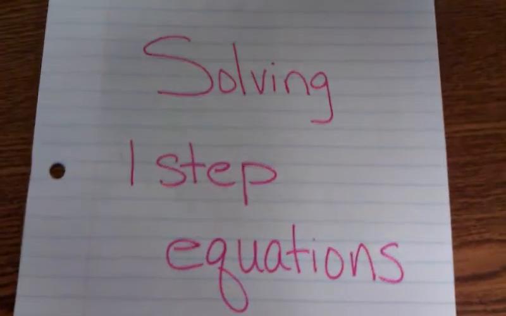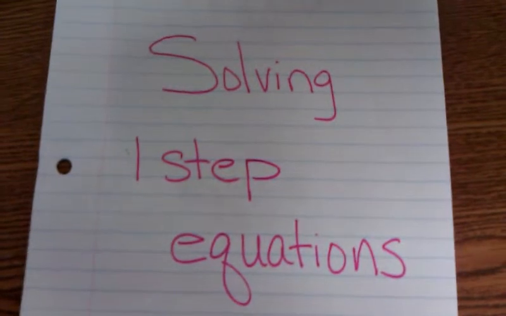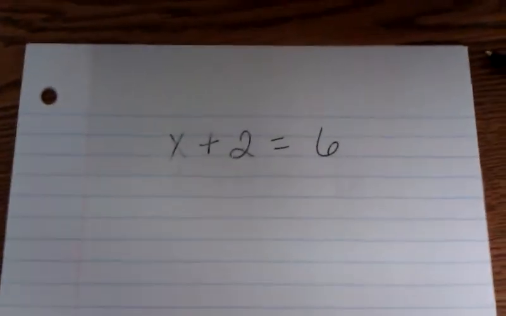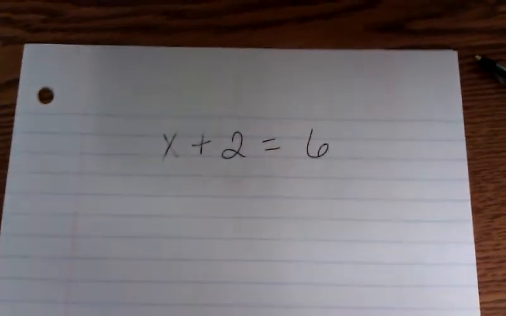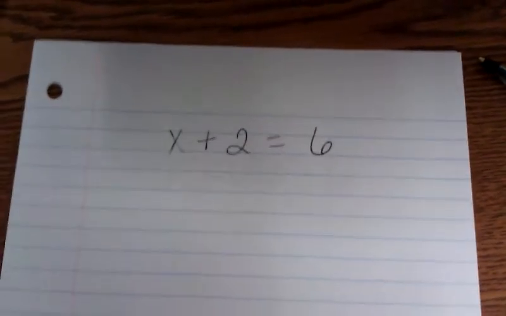This is a video on how to solve one-step equations. Here's our first equation. It says x plus 2 equals 6. It means something plus 2 equals 6.